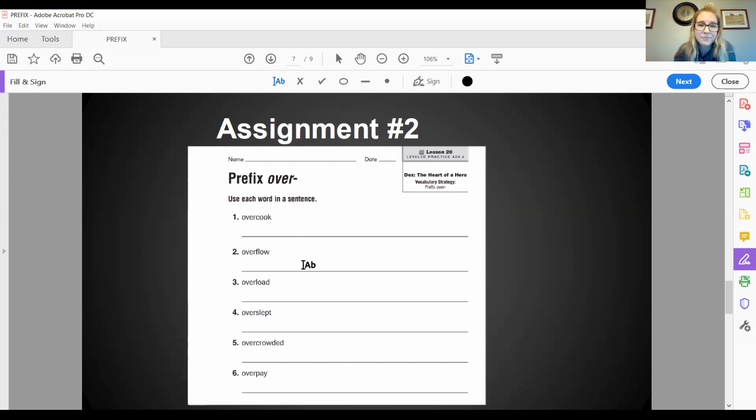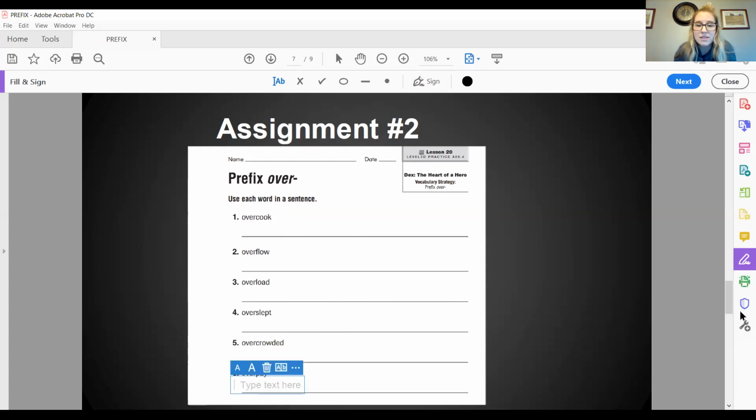Overcook, overflow, overload, overslept, overcrowded, overpay. So we're going to do the example together of overpay since that's the example we did in the first one.